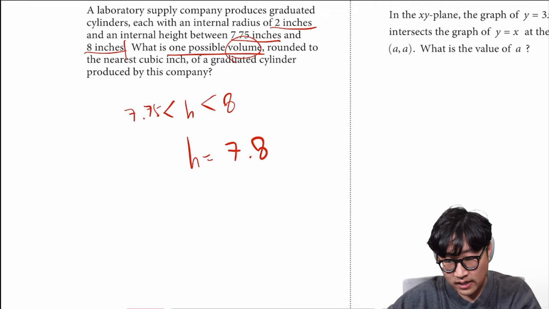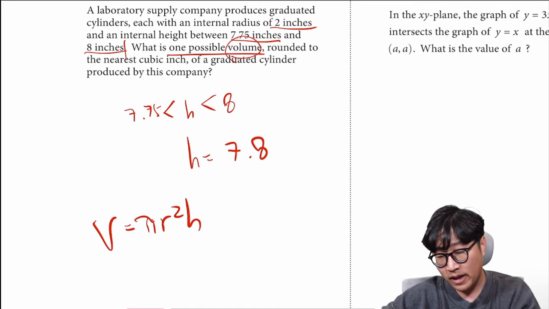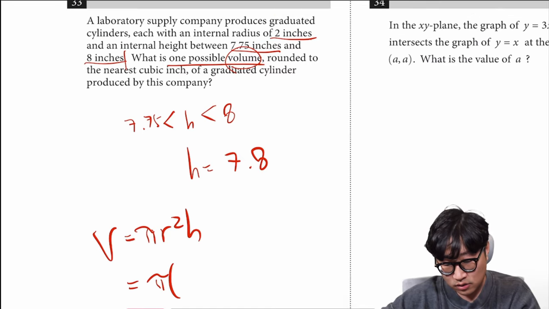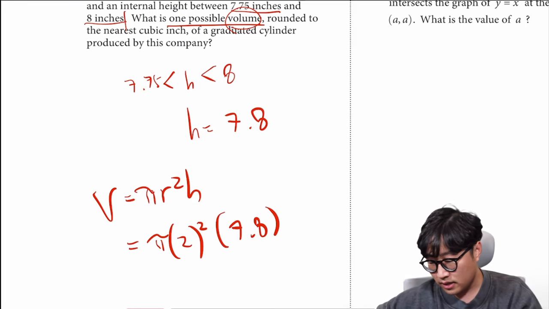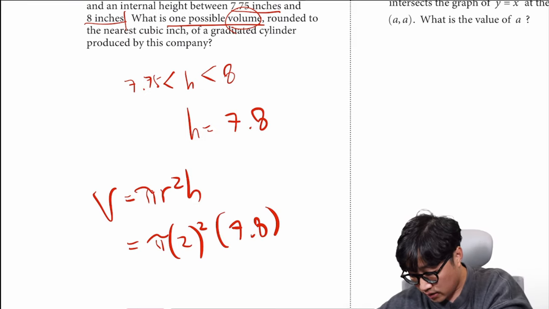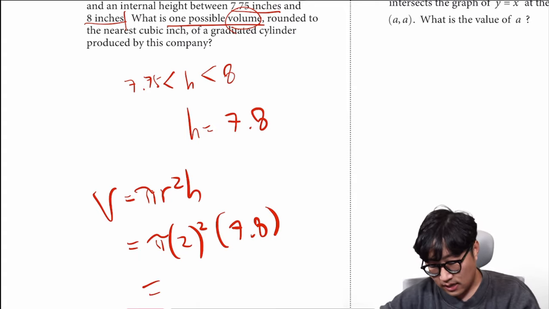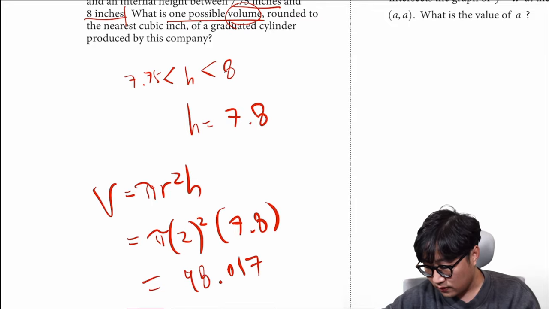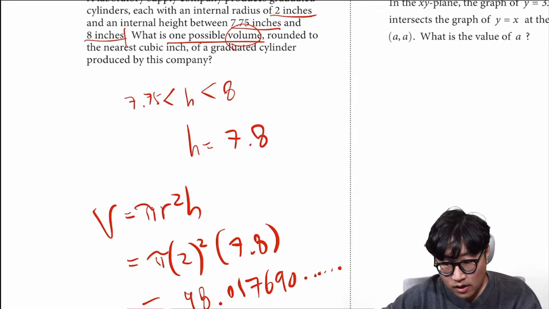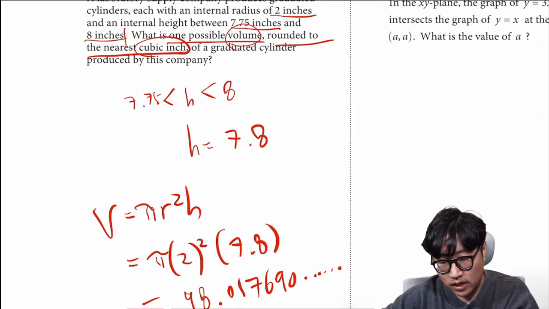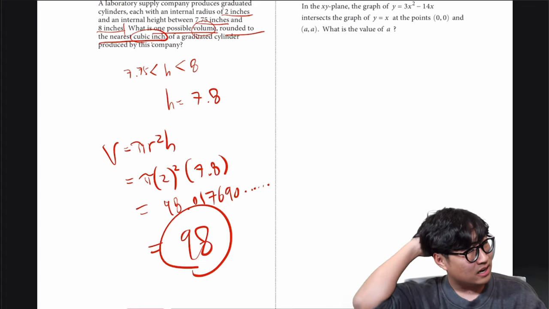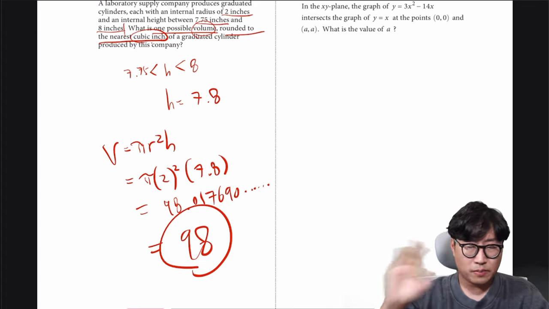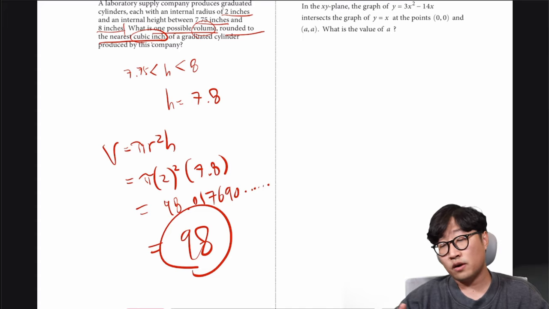Volume, yeah, so the volume of a cylinder is pi r squared h according to the front of the packet. So pi, the radius is 2, squared, and the height is 7.8. Just punch all that into your calculator: 7.8 multiplied by 4 multiplied by pi. And I got 98.017690, whatever. Round to the nearest cubic inch, so round to the nearest integer, it would be 98. It could be anywhere from 97, 98, 99, 100, 101, depending on what number you use for the variable h.